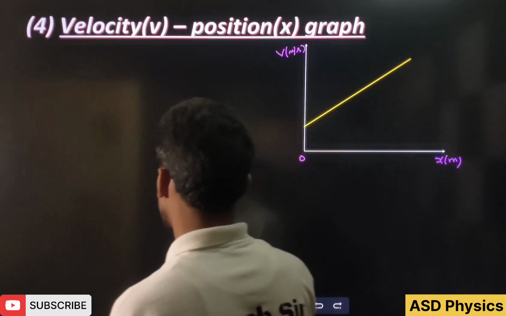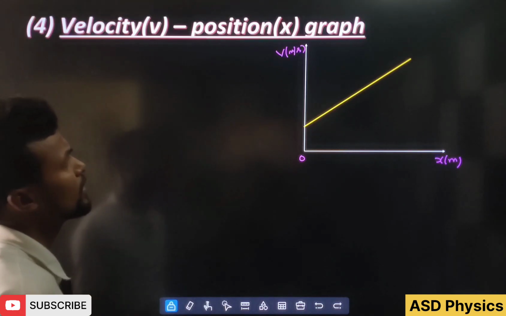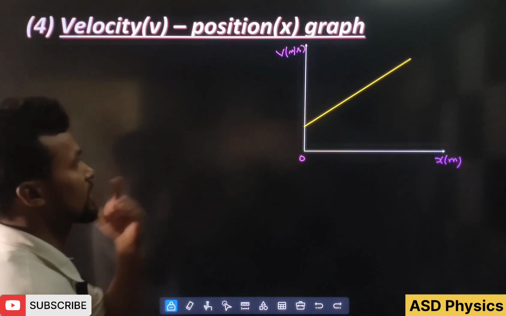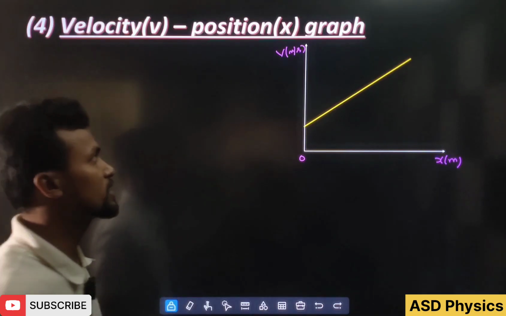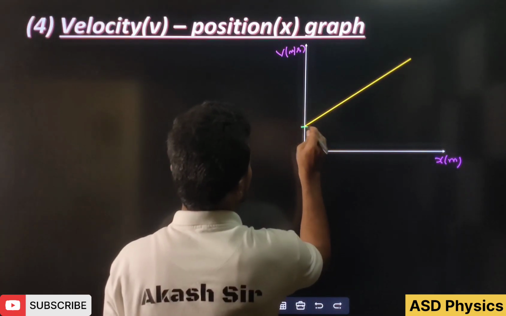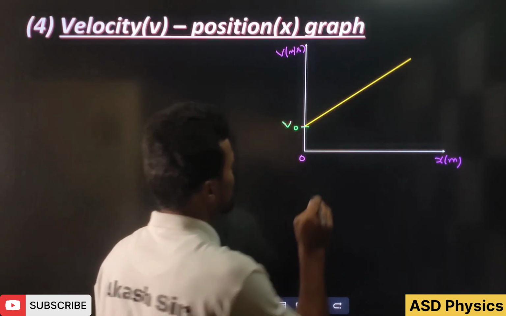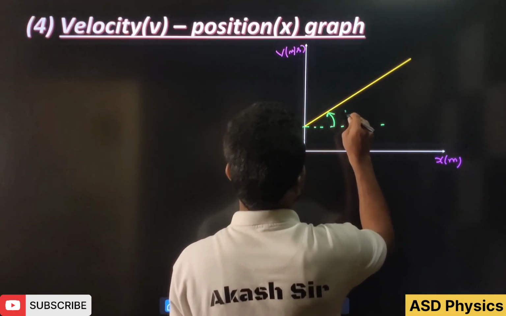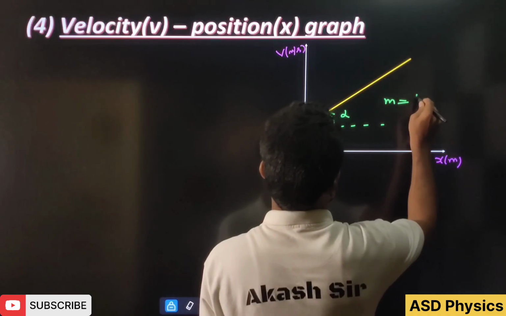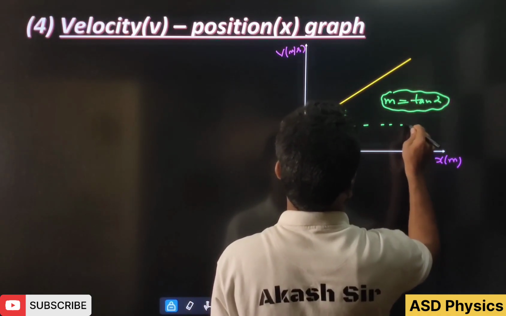Now students, see, one more kind of graph is there. Let's take for example the velocity position graph. For the velocity position graph, how may things happen? Remember that, let's take this one. At t equal to 0, anyhow the velocity is v naught. And let's take this as the slope, alpha, and we say this slope is m equal to tan alpha. Anyhow it will come out positive.